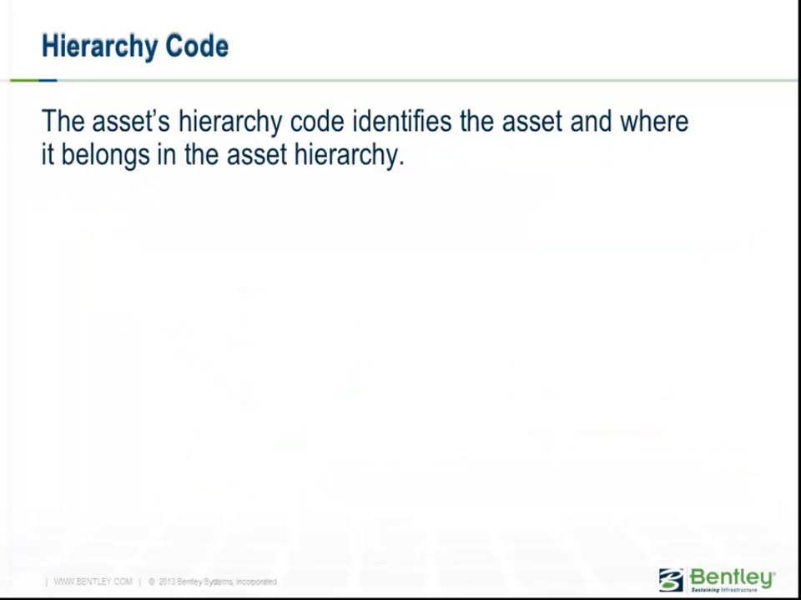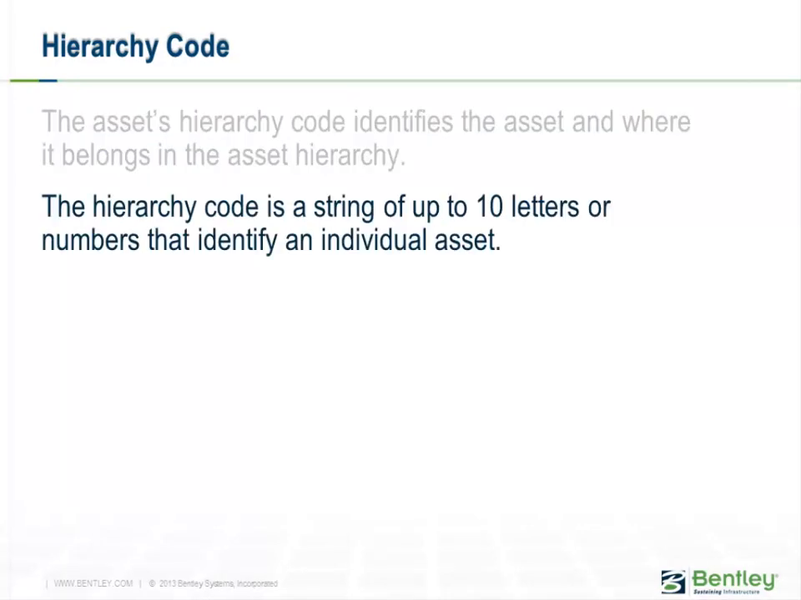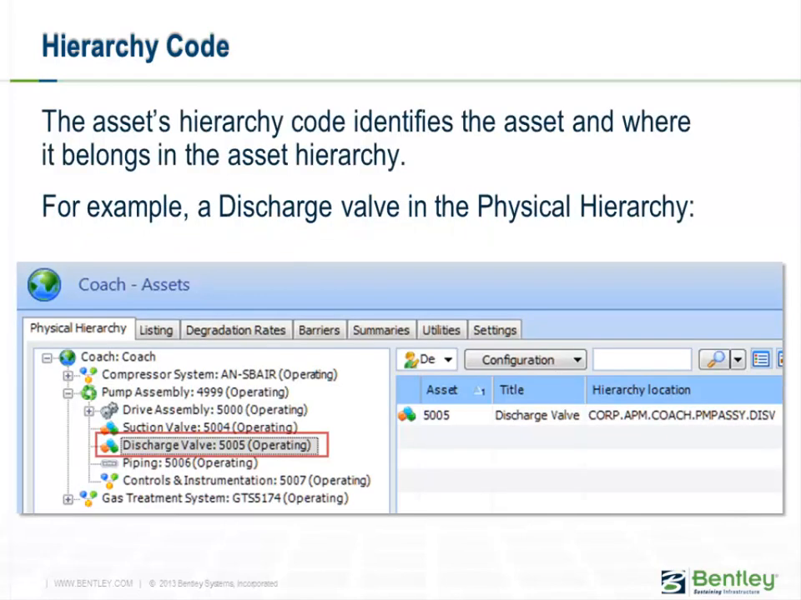The asset's hierarchy code identifies where the asset is in the physical hierarchy. APM automatically constructs a hierarchy location based on the hierarchy code entered for each asset. The hierarchy code is a string of up to 10 letters and/or numbers that identify an individual asset. Each hierarchy code is separated by a dot. For example, a discharge valve asset is created with a hierarchy code of DISV.